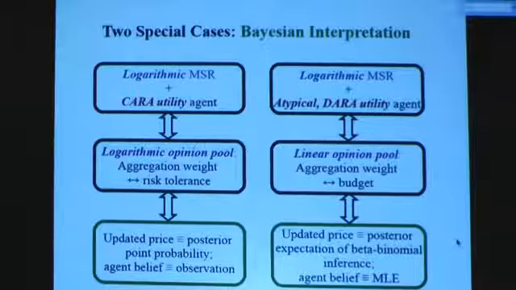In these two special cases, we show that the market mechanism is equivalent to a Bayesian learner, even when the traders' beliefs are static. In the former case, the updated market price is equal to the posterior point probability of the forecast event, with the agent's belief serving as an observation with a well-defined likelihood structure. And in the latter case, the market's updated price is equal to the posterior expectation of a beta-binomial inference, where the agent's belief acts as her private maximum likelihood estimate of the same probability.